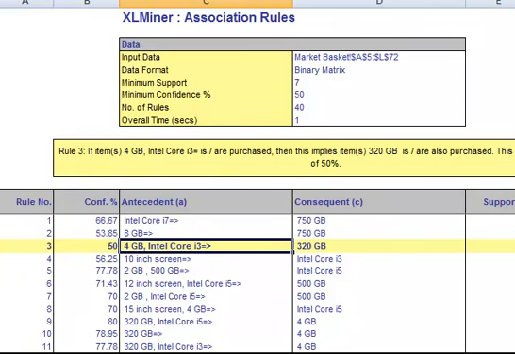Powerful stuff, particularly if you have that market basket information. It automatically gives this to you. Took a whole second to calculate. And very powerful for a company to use. So that's an example of the association rules.